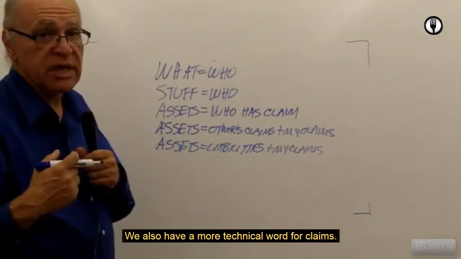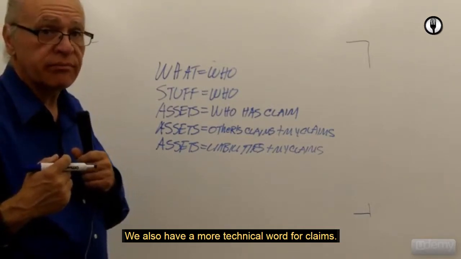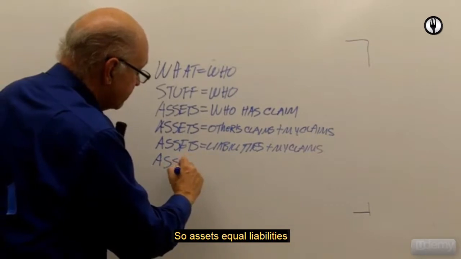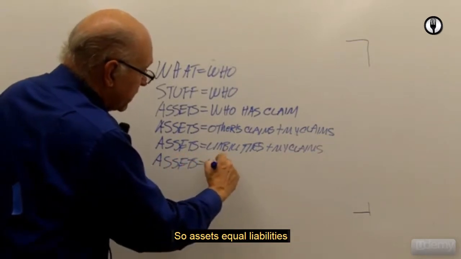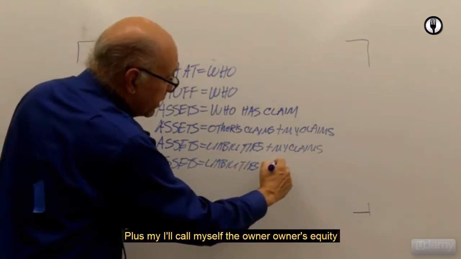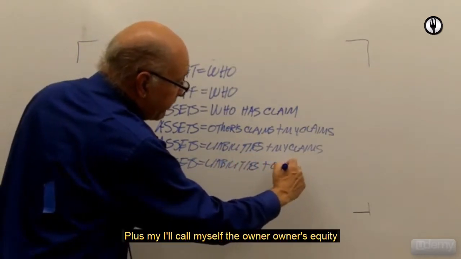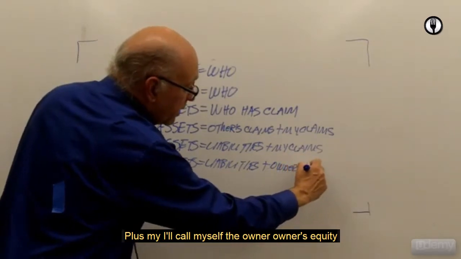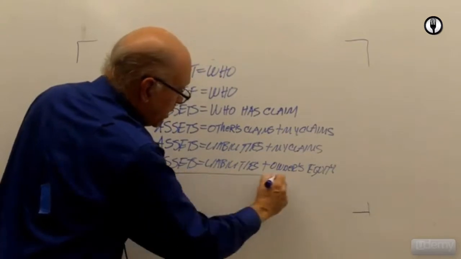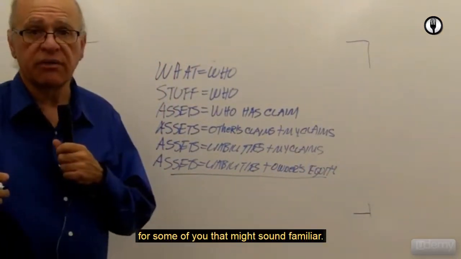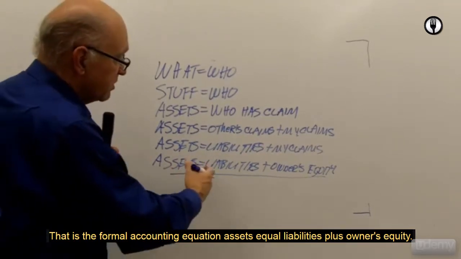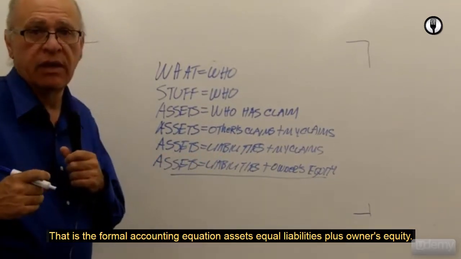We also have a more technical word for claims. They are called equities. So assets equal liabilities plus, I'll call myself the owner's equity. For some of you, that might sound familiar. That is the formal accounting equation. Assets equal liabilities plus owner's equity.